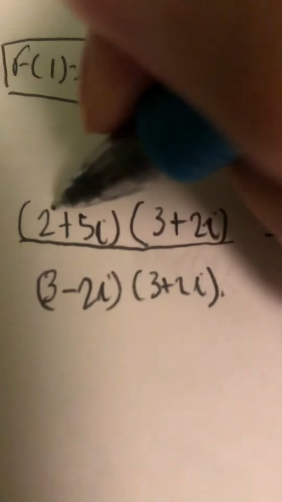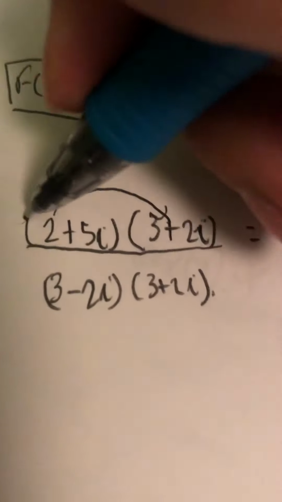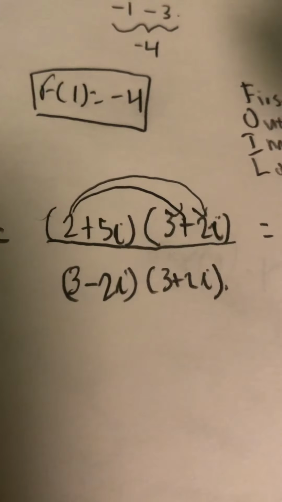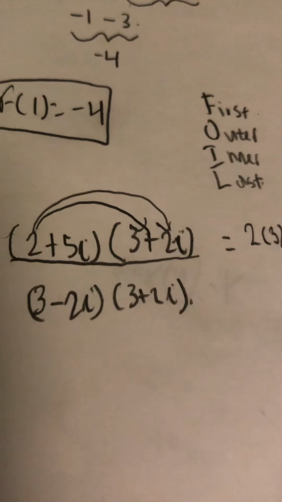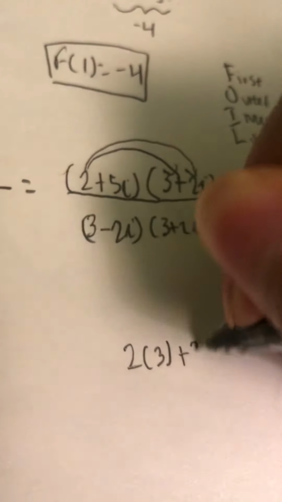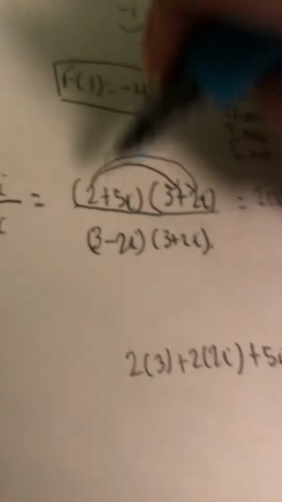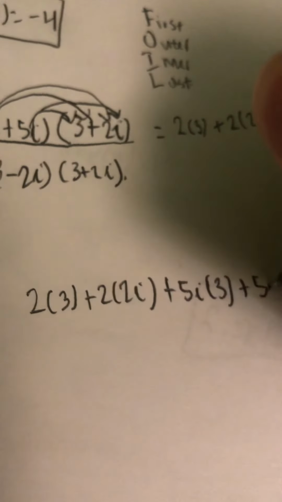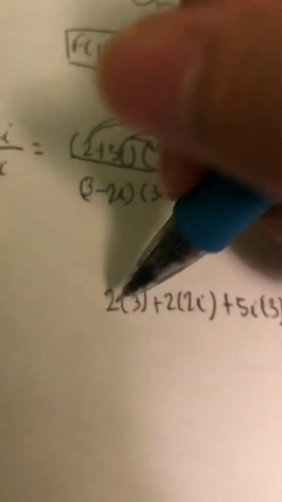last, right? So basically we have 2 times 3, and then plus, we're going to multiply the 2 to the 2i, so plus 2 times 2i, and then plus 5i times 3, and then plus 5i times 2i. So that is for the top.